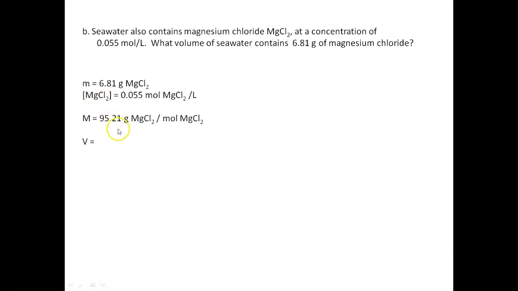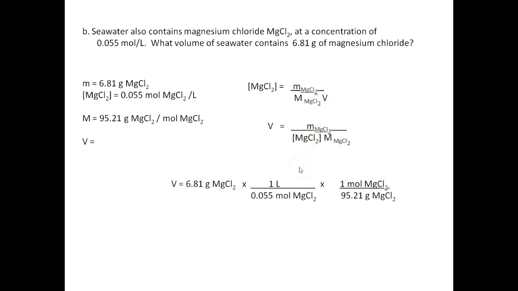Okay, we know we can calculate our molar mass. We know our equation, so my concentration is equal to my mass divided by my molar mass times my volume. I'm going to manipulate my equation to isolate for volume. I can substitute in my values and then solve. So it would take 1.3 liters to have a mass of 6.81 grams.